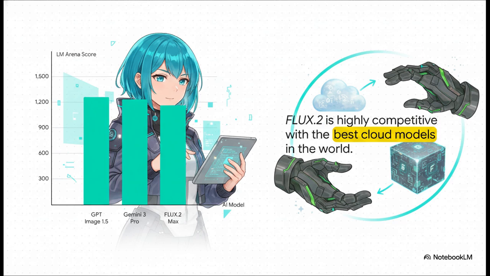But what about quality? I mean, free is great, but not if the images look bad, right? Well, take a look at this bar chart. This comes from independent benchmarks. And yeah, okay, the big cloud models are slightly ahead, but look how close FLUX.2 is. It's right there with them, in the same top tier. The takeaway here is massive. You are getting world-class performance for free.